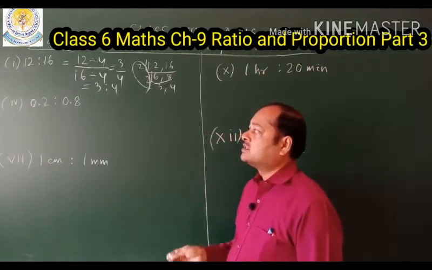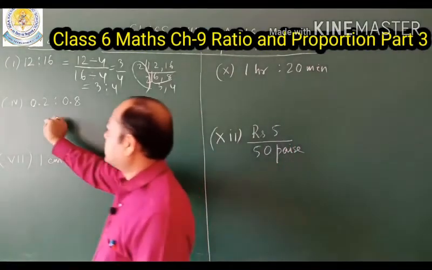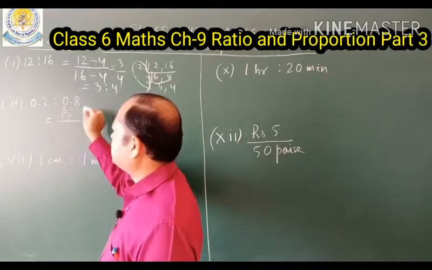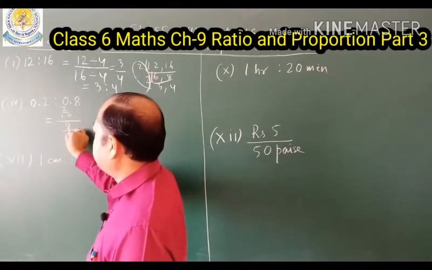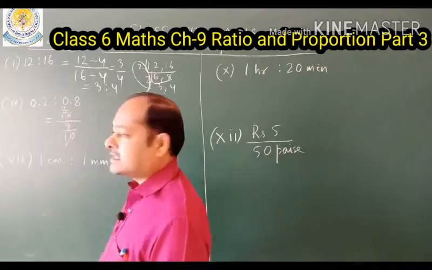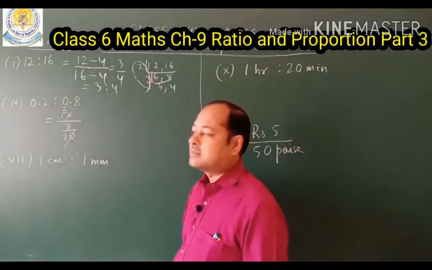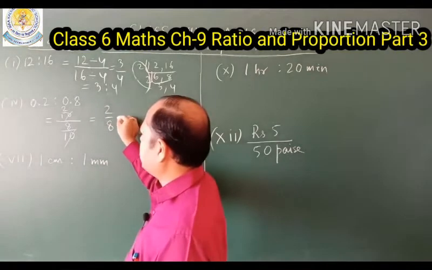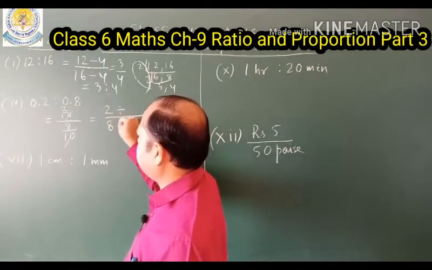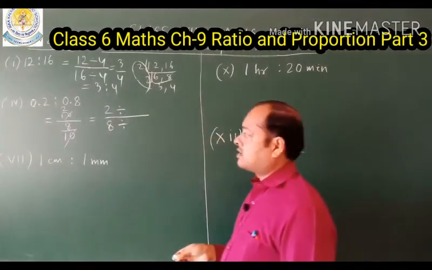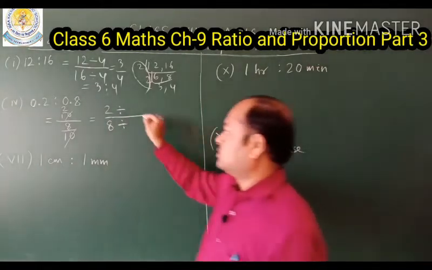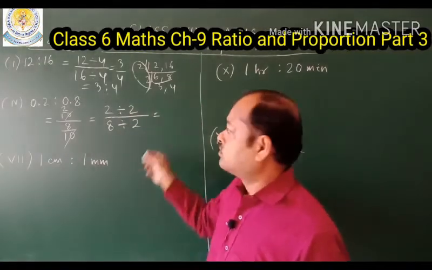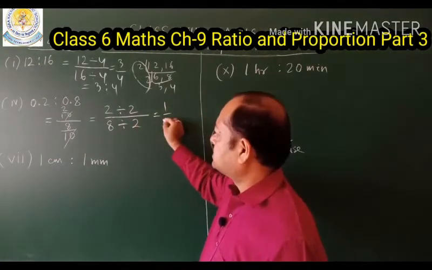Okay, now come to the next question, that is question number 4. 0.2 is to 0.8. So what is the ratio? 0.2 means 2 by 10 and 0.8 means 8 by 10. So here 10 cancels because both are the same number. So what you got is the fraction 2 upon 8, and 2 upon 8 you have to divide. What is the next step? To divide by the HCF of 2 and 8, that is 2. So 2 divided by 2 and 8 divided by 2.